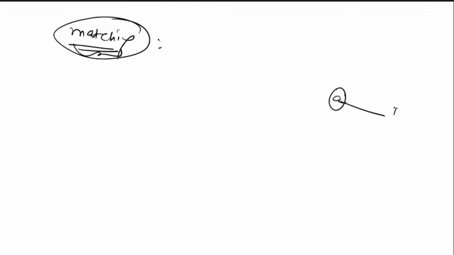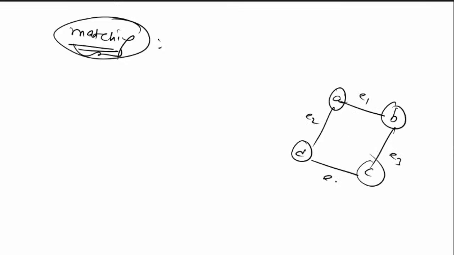For example, let's assume a, b, c, d. Let's assume this is your graph. In this graph, you can see we have four edges: E1, E2, E3, E4. One thing you can notice is that E1 and E2 are neighboring edges. These are adjacent edges. Why are these adjacent? Because they are sharing a common endpoint. E1 is incident on A, and E2 is incident on A. So they are sharing a common endpoint, and we can say E1 and E2 are adjacent.